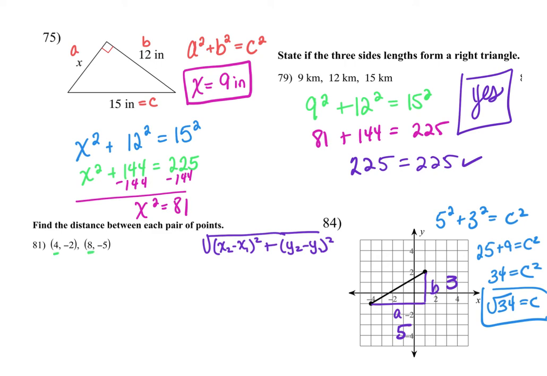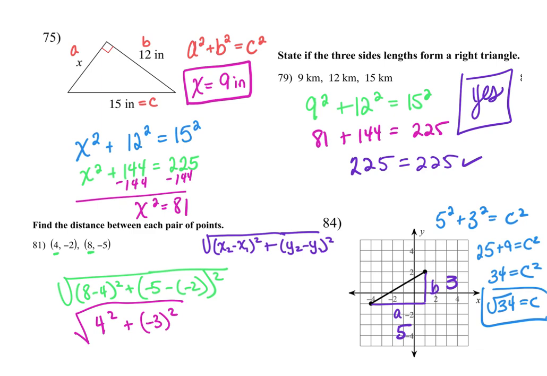I'm going to say, well, 8 minus 4, that's going to be my base. Negative 5 minus a negative 2, that's going to be my height. And take the square root to figure it out. 8 minus 4 is 4 squared. Negative 5 minus a negative 2 is negative 3 squared. So I get, should be 5 here. 16 plus 9, square root of 25. My distance here is 5.